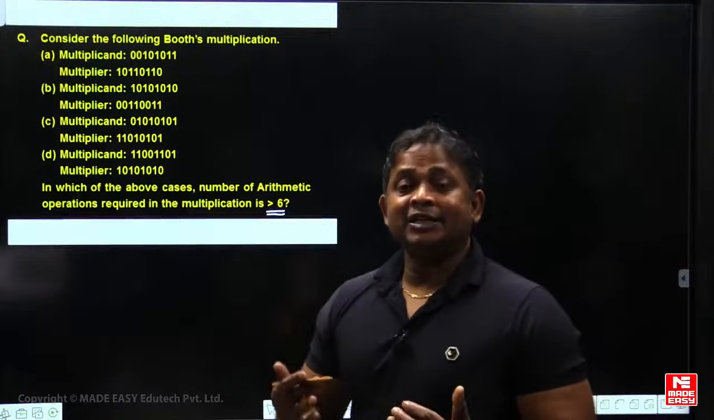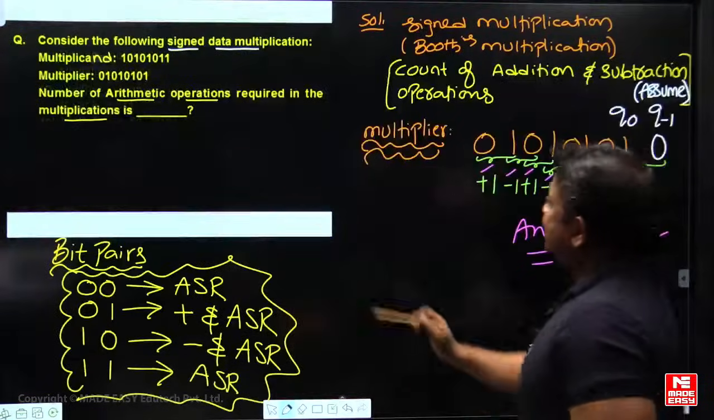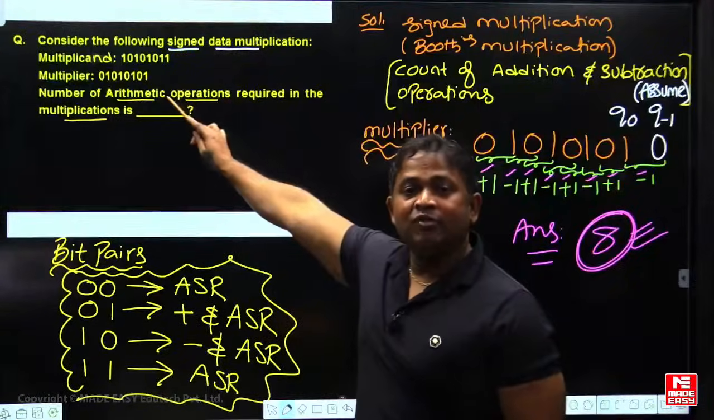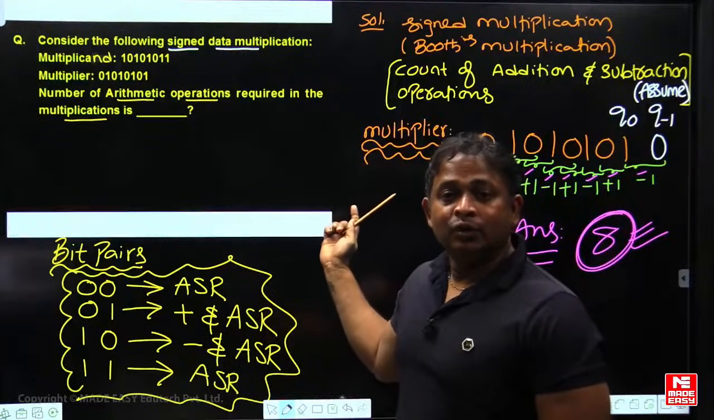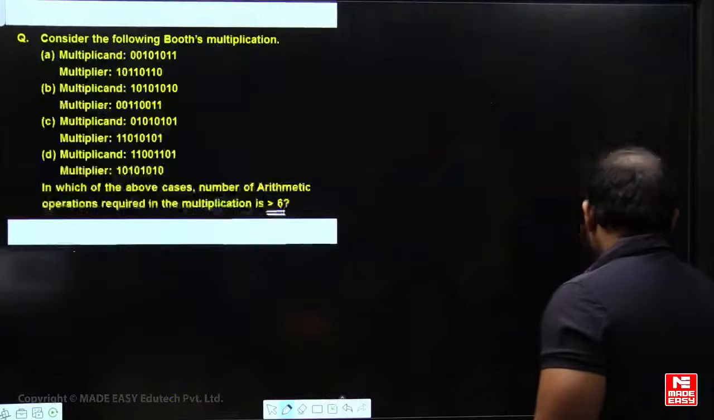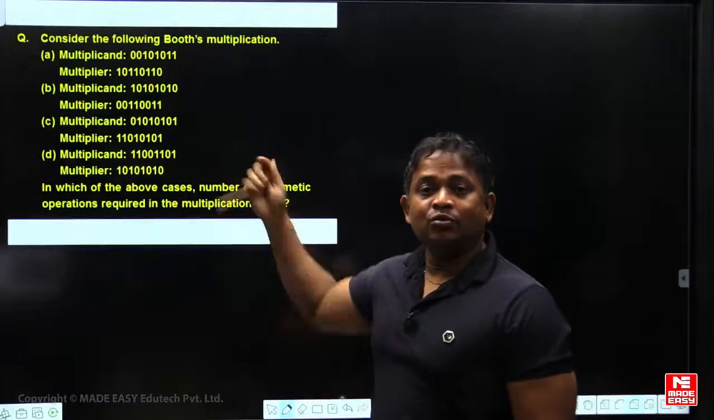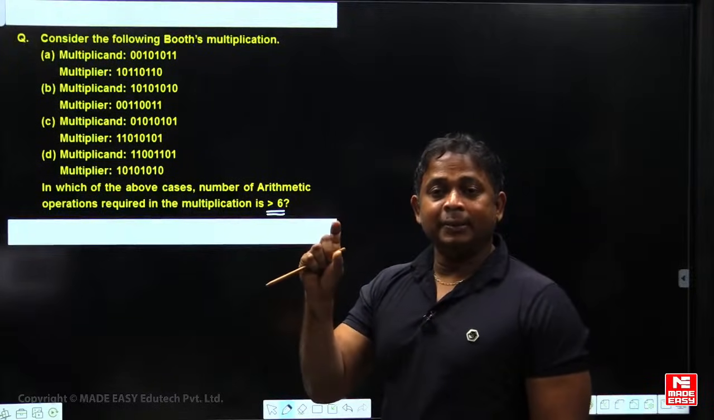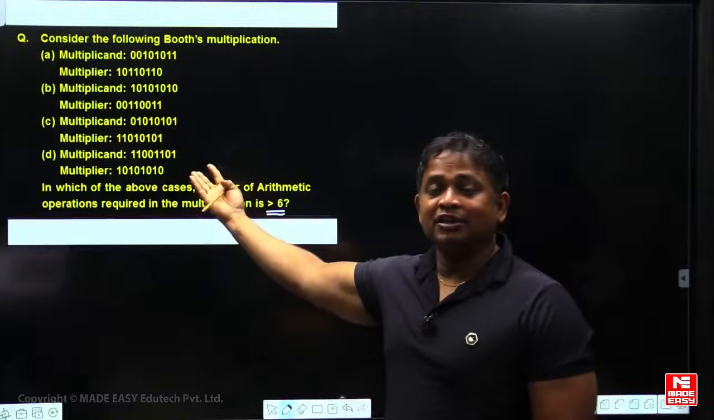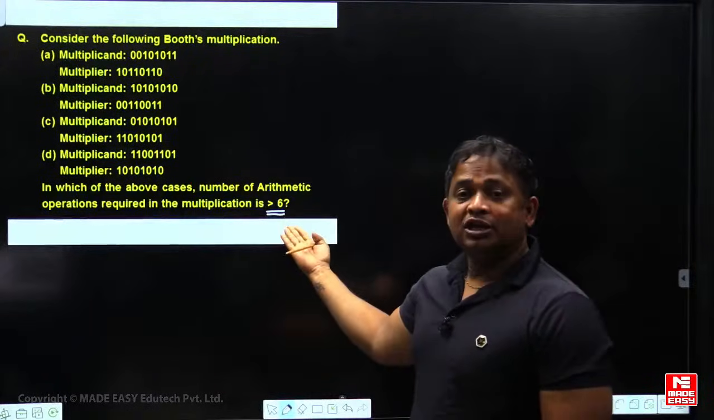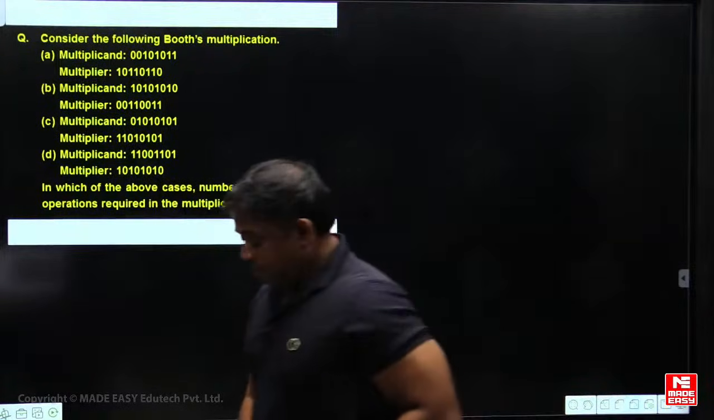Students, nowadays we are expecting this kind of lengthy question. In the previous question, they gave only one multiplicand and one multiplier, and we directly calculated the number of arithmetic operations. But in today's question paper, they gave lengthy questions, not only one multiplicand and multiplier. There are different multiplicands and multipliers mentioned. It is time consuming, but a bit of practice is required to give the right answer.